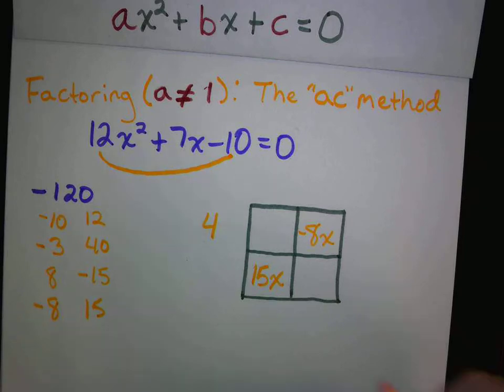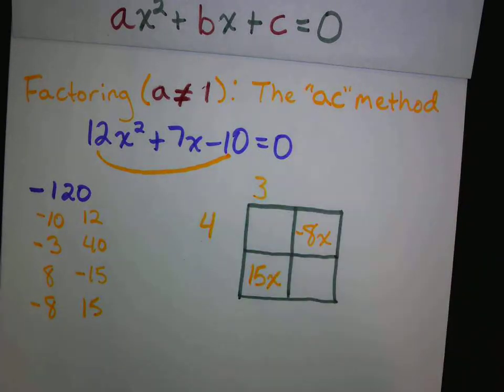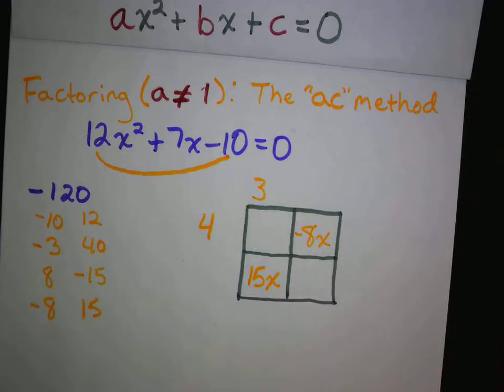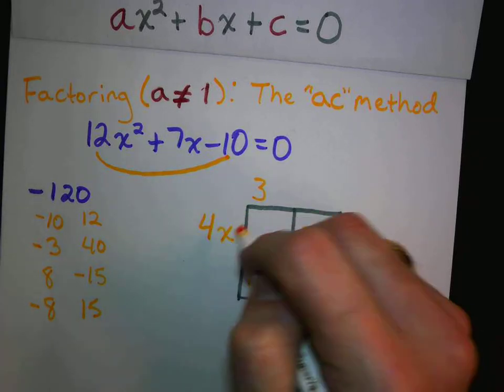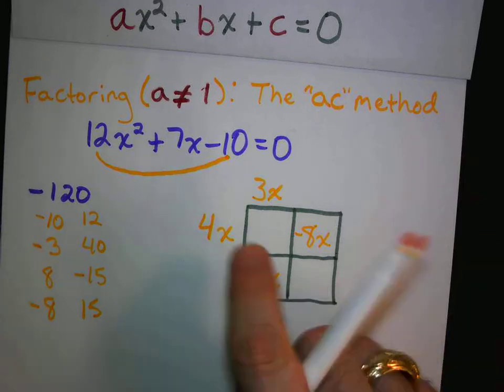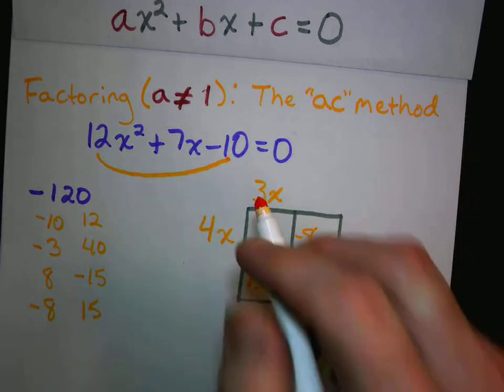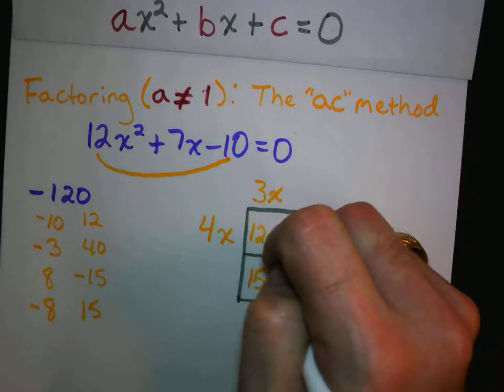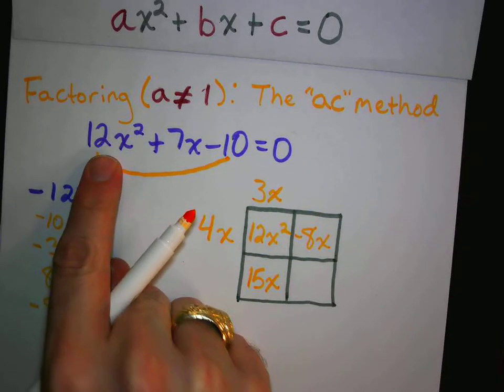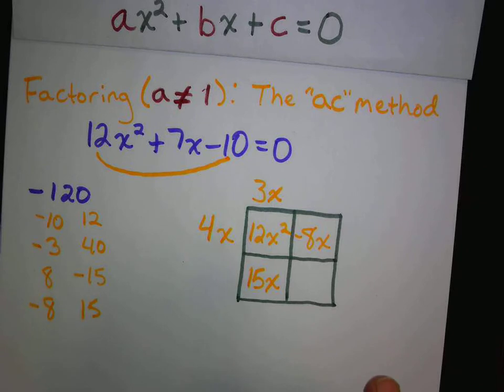as a factor of 12 and 3 as a factor of 12, then 4 goes evenly into negative 8, which is what I want, and 3 goes into 15 evenly. And I'm going to put an x with each of those. So 4x and 3x. Now notice, if I multiply 4x times 3x, I get 12x squared, which is what I want for this first term. So we're looking good so far.